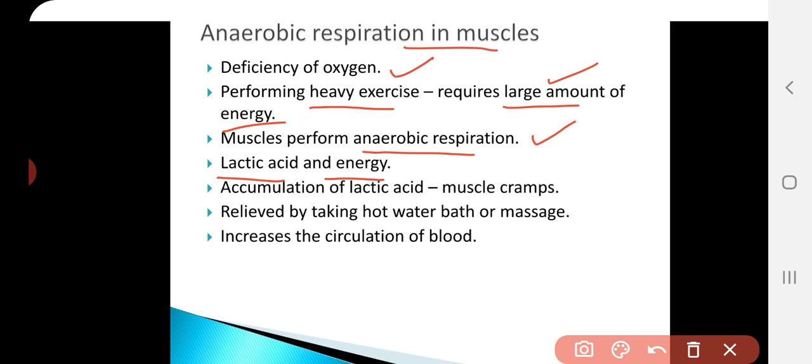The accumulation of lactic acid will make the muscles cramp. This is why we get pain after doing heavy exercise. It is due to the accumulation of lactic acid and the absence of oxygen. This can be relieved by taking a hot water bath or by a massage, which will increase the circulation of blood in our body.